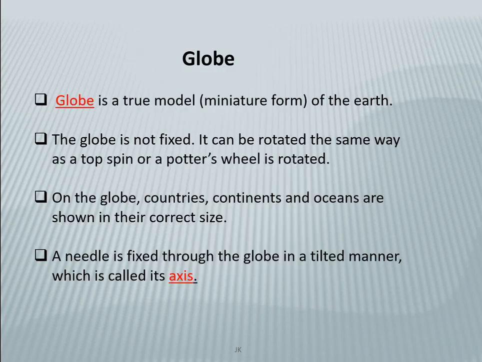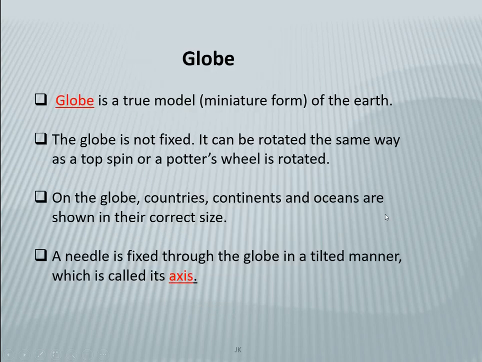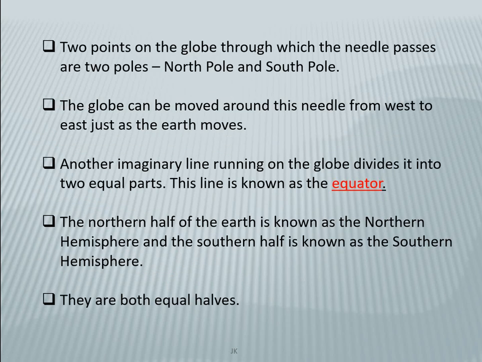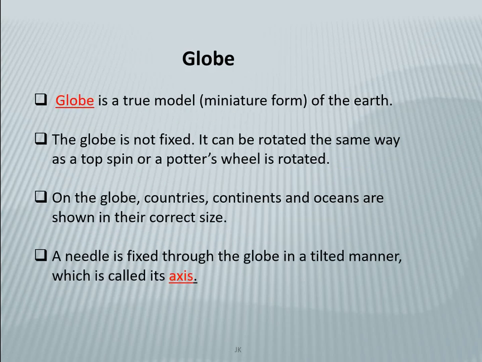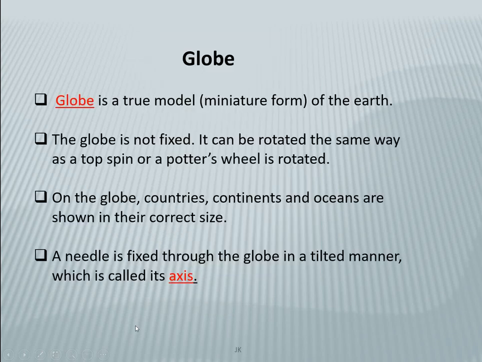On the globe, you can see countries, continents, and oceans are shown in their correct size. As you can see, the green part here shows the continents, and the blue part shows the oceans of the globe. Next, the concept here is of axis. A needle which is fixed through the globe in a tilted manner is called its axis. As you can see here, a needle is inserted from here to here, and this topmost point is called the north pole, and the southernmost point is called the south pole.